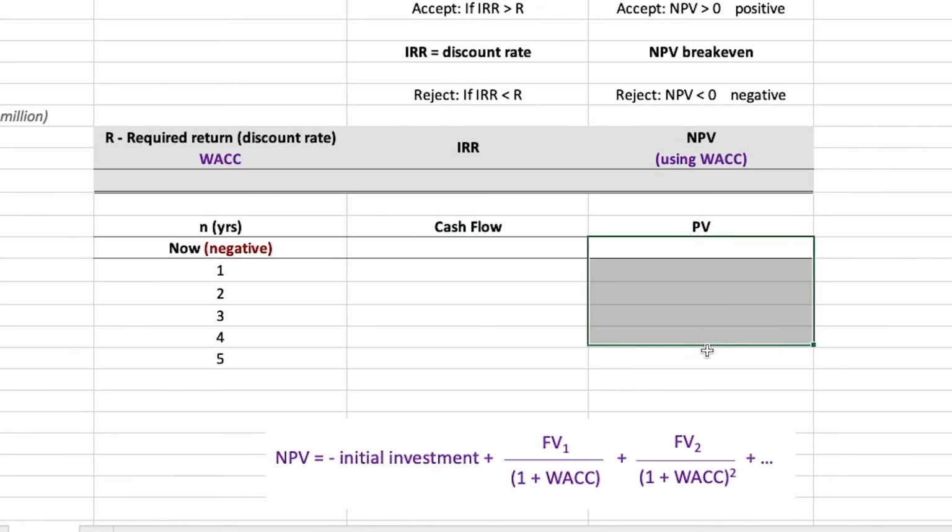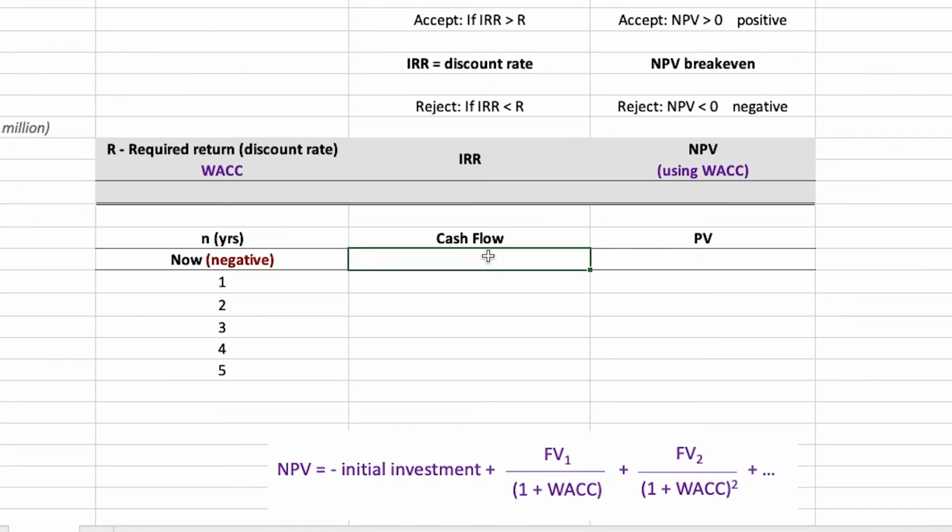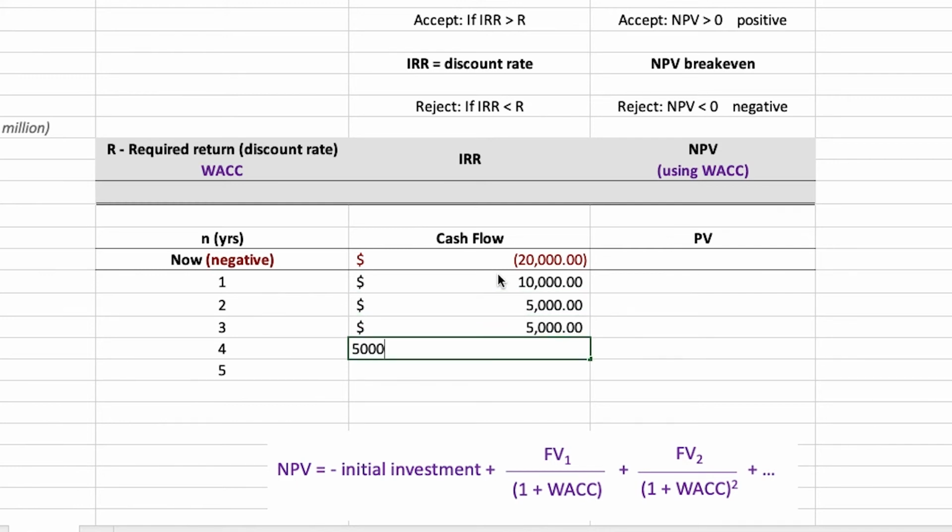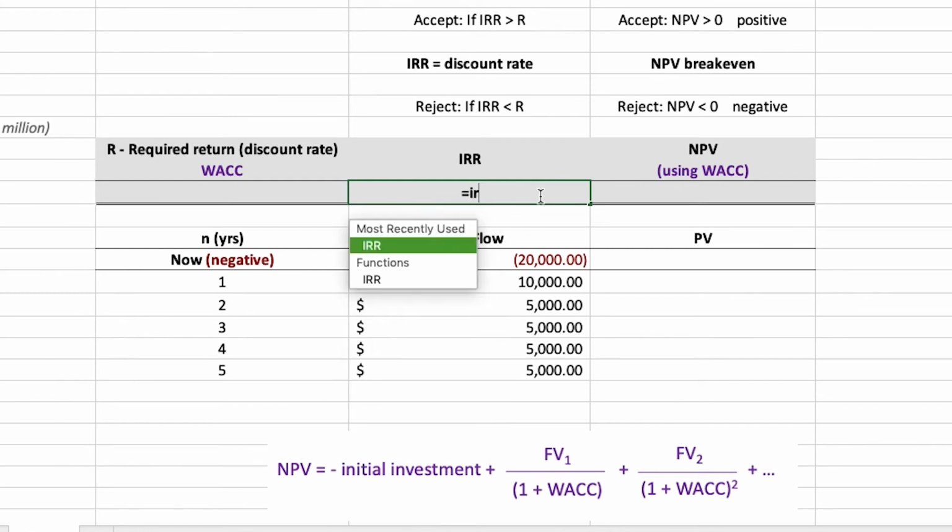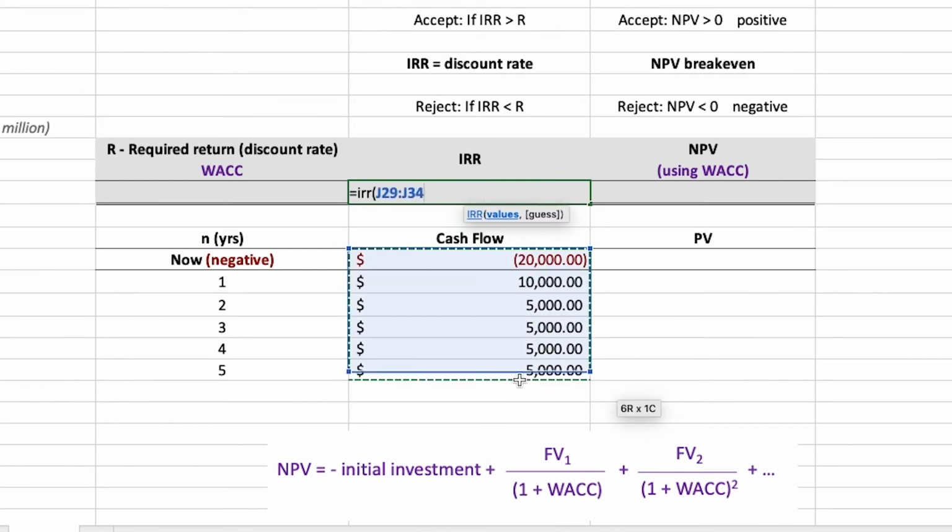So I built up this table, and you can just type in numbers here. Let's try it now. For your initial investment, it always has to be negative. So let's say $20,000. And the first year you get $10,000 in return. And second year on, you get $5,000 each year for another 4 years. Let's say this. So for IRR, it's really simple. You can use the formula IRR.